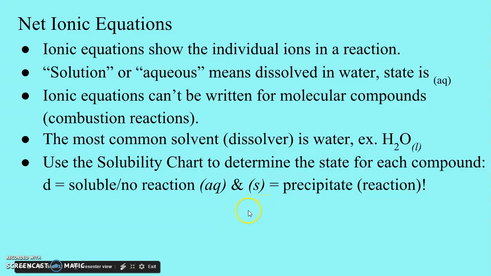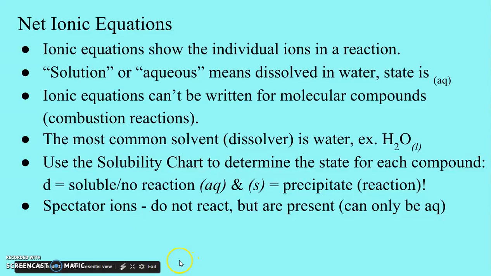As we do some practice with this, you'll see very quickly that you can figure it out easily. Spectator ions are the things that don't react but are present. They're present in the aqueous solution, but they're not what's reacting. When you see a solid forming on the product side, the solid that forms between those two elements, or the element and the polyatomic ion, those are the only things that are really reacting. The other things are staying dissolved in the water, and we call them spectator ions.